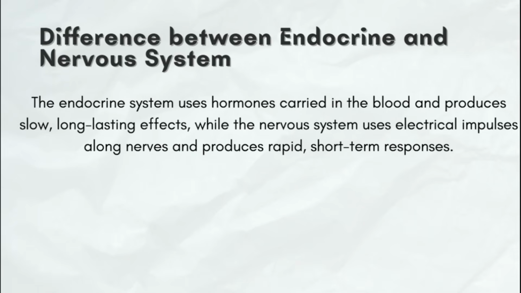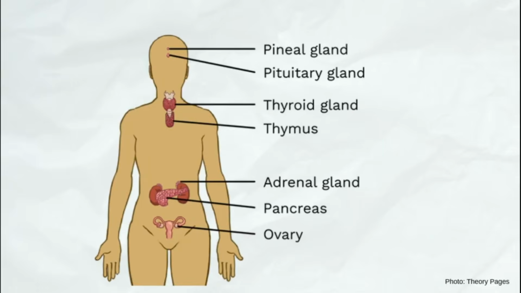The nervous system is also a lot faster. If you've ever heard of the all or nothing theory, that's basically when a neuron fires. If it meets the threshold, it will fire and generate the message, and it will travel along the neuron to get the response. The hormones are carried in the blood, while the nervous system uses electrical impulses that travel along the nerves, and those produce rapid, short-term responses.